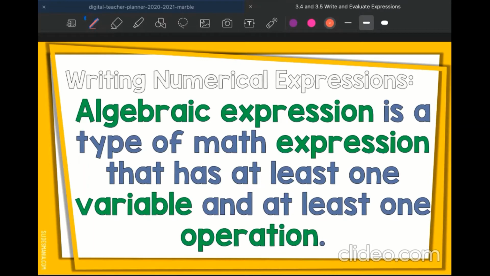All right, so an algebraic expression. You notice that it says expression and not equation. An equation has an equal sign. An expression has no equal sign. So it means that group of letters and numbers doesn't equal anything, okay? I mean, it's going to equal something. It's going to have an answer, but it doesn't start with an answer.